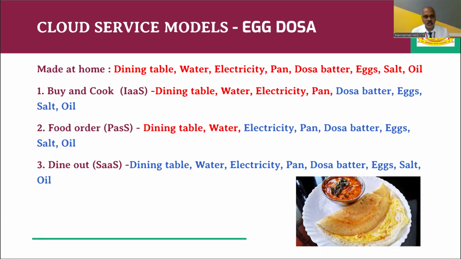So these are the three analogies which I have correlated with our important services. One is the buy and cook method, which is infrastructure as a service. So dining table, water, electricity, pan, these are all managed by you. And the remaining important groceries, batter, egg, salt, and oil, are managed by the cloud provider. In the PaaS method, the just order it method, only the dining table and water are managed by you, and all the remaining things are managed by the hotel, or the cloud provider. And the last one, the dine out method, everything is managed by the provider, the hotel, right?